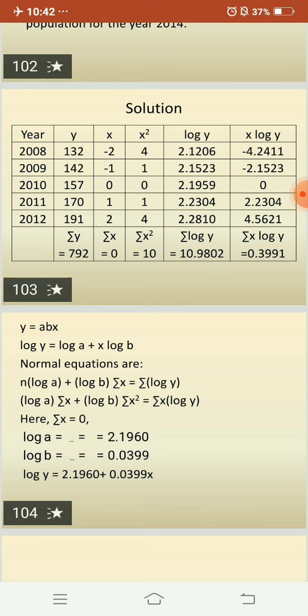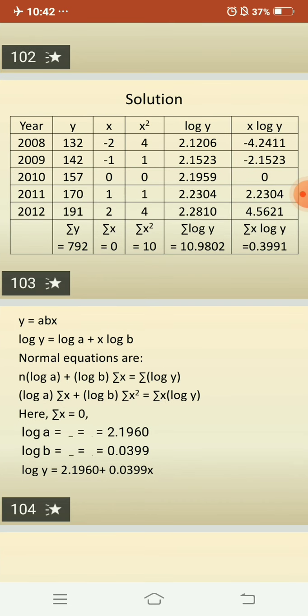Okay, in the normal equations, what should we do now? Wherever there is summation x, we need to put 0. So here you get log a equals 2.1960. When we put summation x equals 0, log b into summation x becomes totally 0. So in that equation automatically you get n log a equals summation of log y.